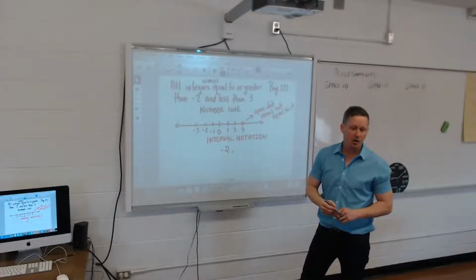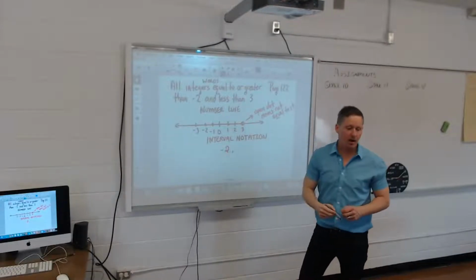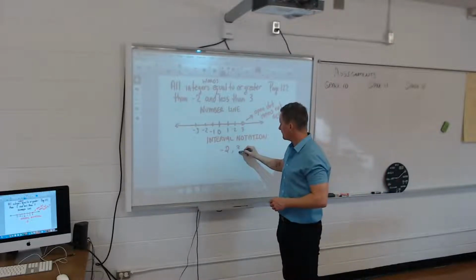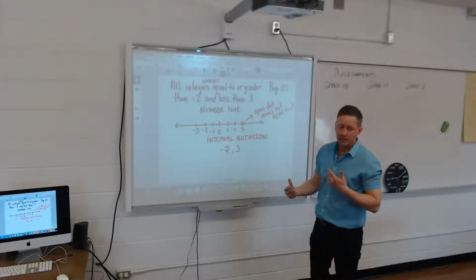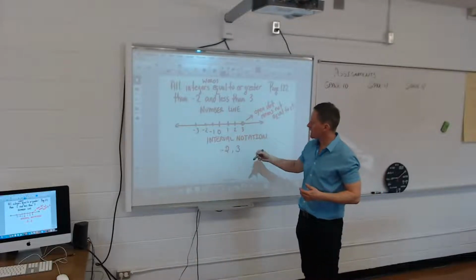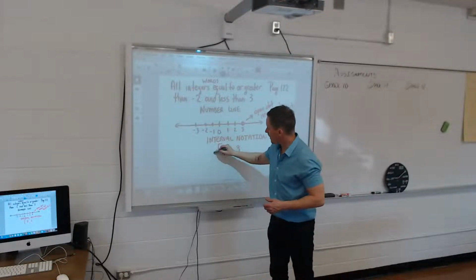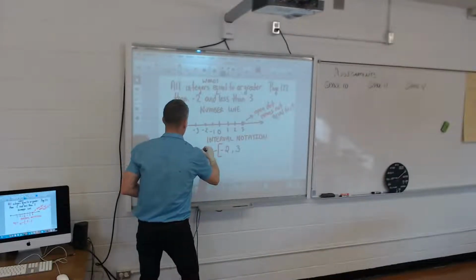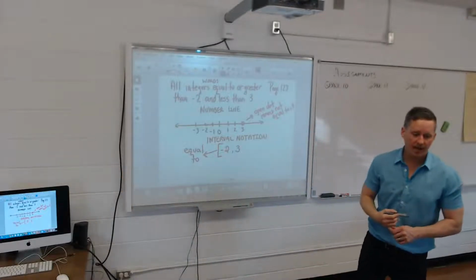That signifies how low my graph goes. Then I have to show how far to the right it goes. The largest value to the right is 3. Now, here is something completely new to you. To show that it's equal to in interval notation, I draw a square bracket. A square bracket means equal to, so it includes it.